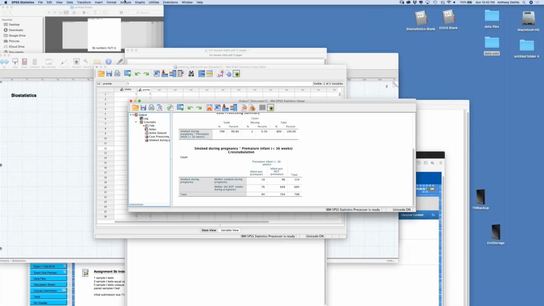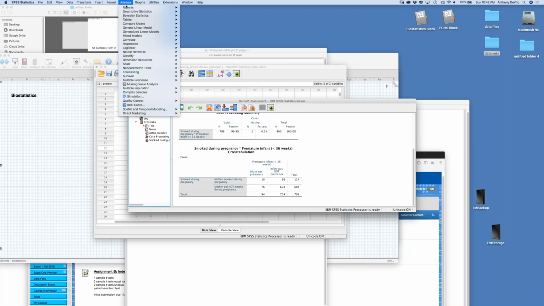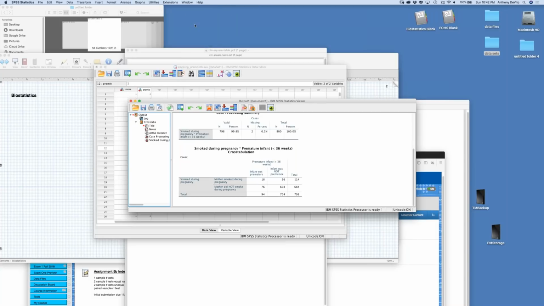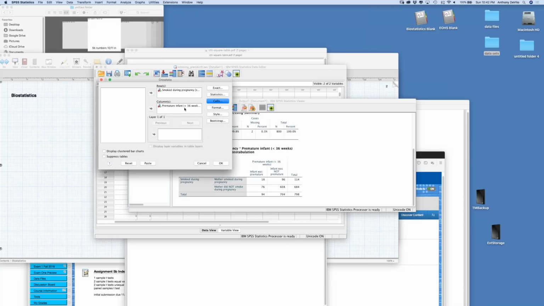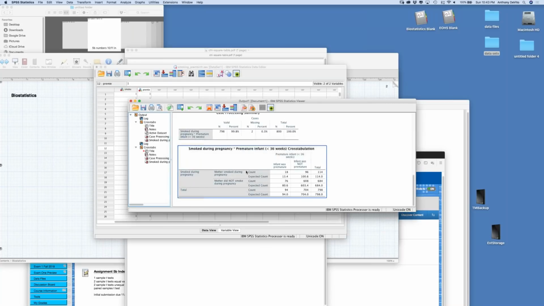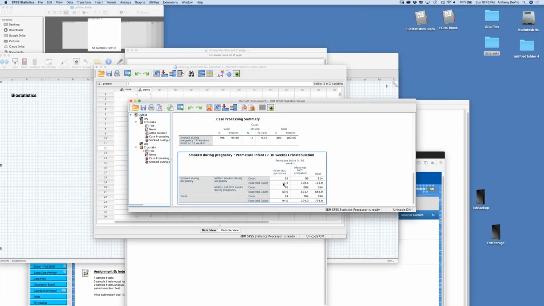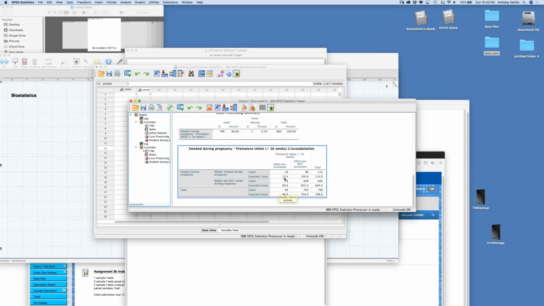We can do that in here. You can do it by yourself, or we can do it in here. Descriptive statistics, crosstabs again. And we could go in here and tell it in cells, create expected values as well. Okay, and click OK. So now our expected values, SPSS happens to put them in the same box as the observed values. So our observed values was 18. If there was no association, we would have expected only 13. And what about the mothers who did not smoke? Well, we would expect 80 premature births, but there were fewer.